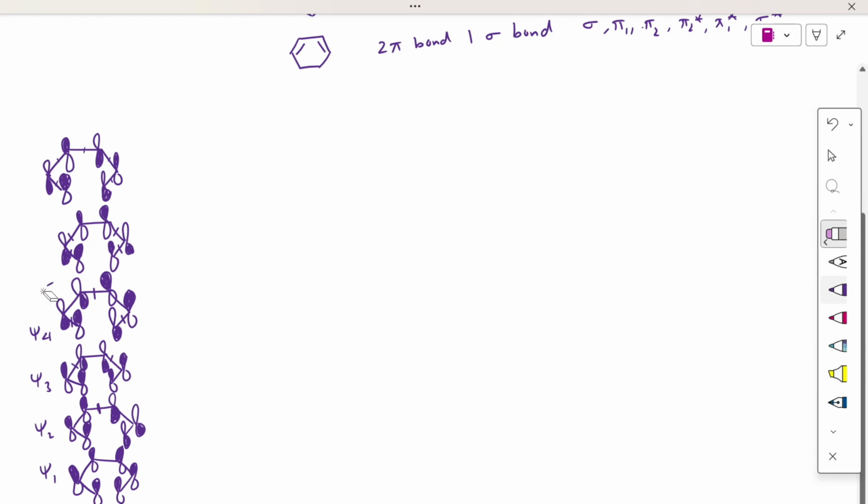So we have drawn the wave functions with opposite sign after the nodes. So it is psi 3, it is psi 4, it is psi 5, it is psi 6. So these are the reactant.